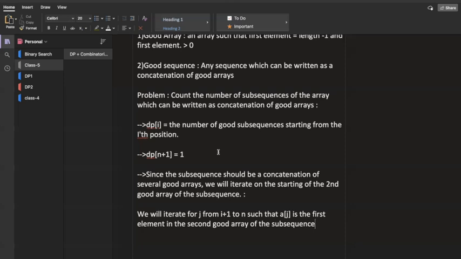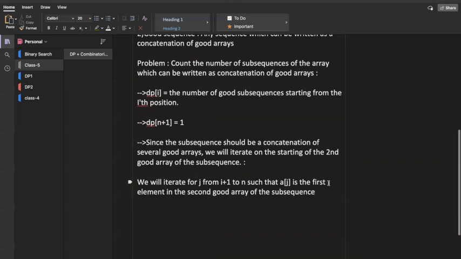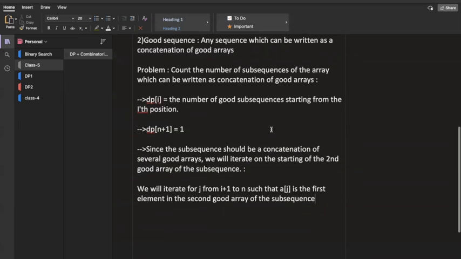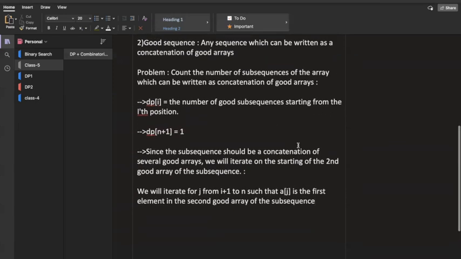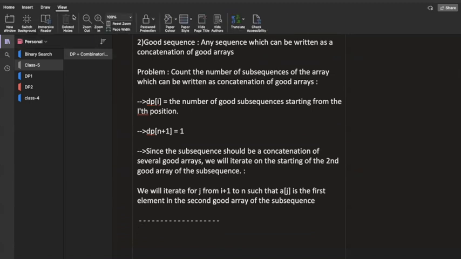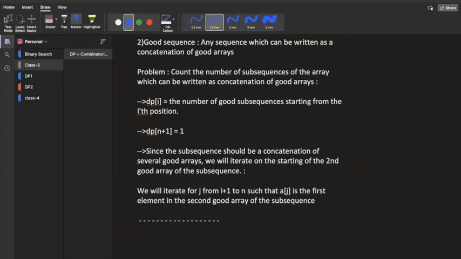A of j is the element which will be the first element of the second good array, out of an arbitrary number of good arrays which are possible for any subsequence which starts at the ith position. Right? So I hope what I'm doing here is clear enough. Right. So now we are iterating on j and we are saying that this is our subsequence, let's say. There will be multiple values in this subsequence, and we know that a subsequence is divided into several good arrays, right? So let's say that this is the first good array, this is the second good array, and so on and so forth.